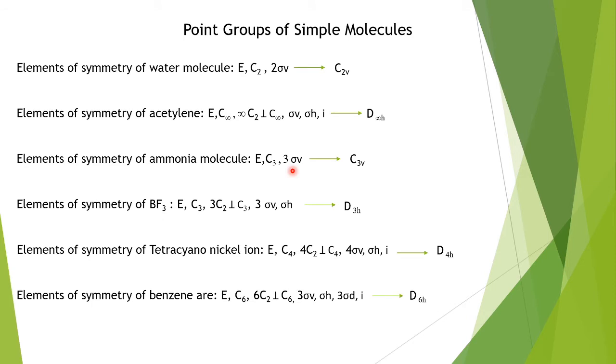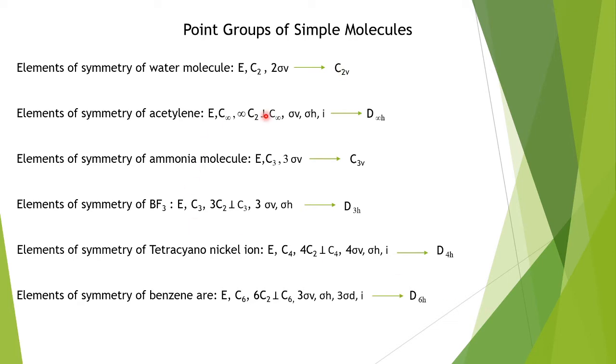We have already learned the point groups of some simple molecules. Like water molecule belongs to the C2V group, acetylene in the D infinity H, ammonia in C3V point group, BF3 in D3H, tetracyanonickel ion in D4H, and benzene in D6H. So now we have to find out how many symmetry elements are there in each point group.